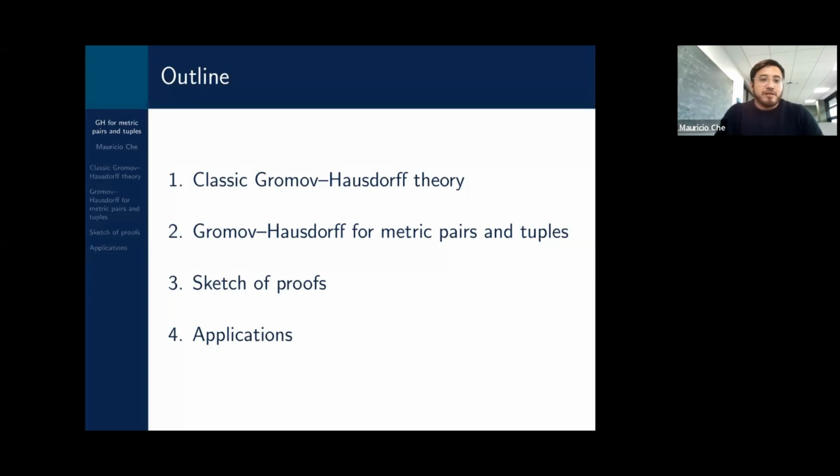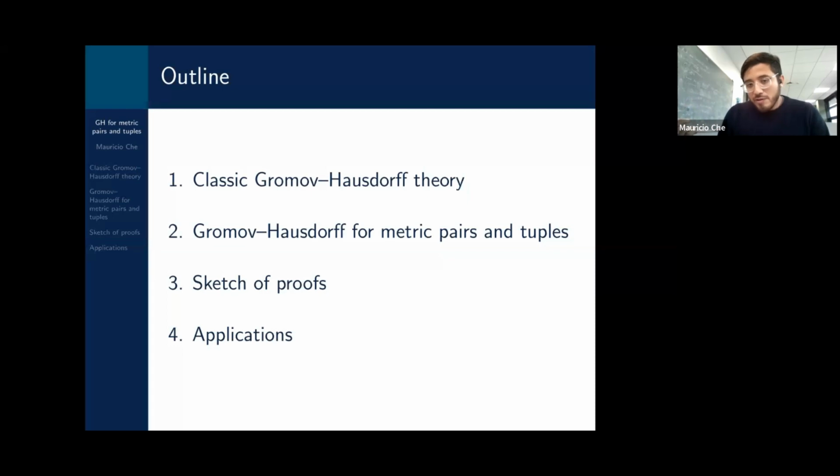Let me give an outline of the talk. First, I would like to recall some basic notions of the classic theory of Gromov-Hausdorff distance and Gromov-Hausdorff convergence. Then I will move on to define this Gromov-Hausdorff theory for metric pairs and tuples. I will define a class of objects that we call metric pairs and tuples, to which we extend the theory of Gromov-Hausdorff distance and convergence.